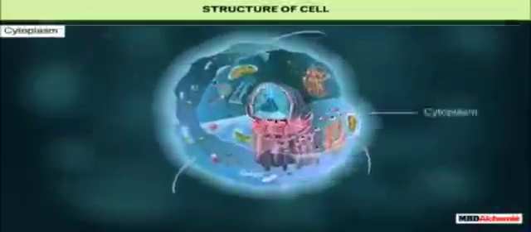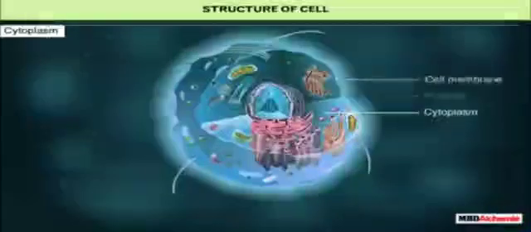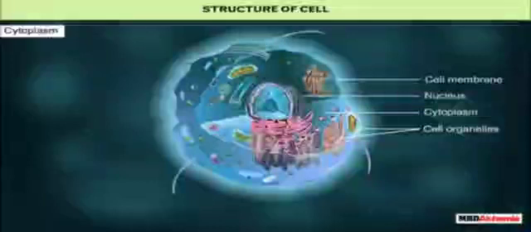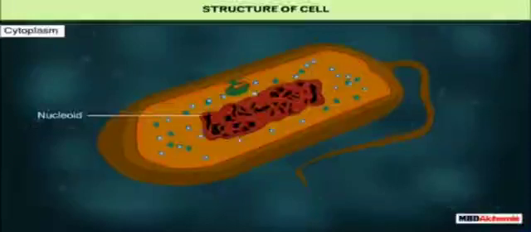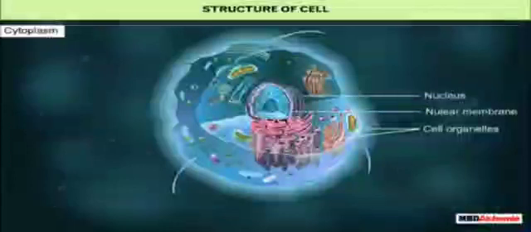Cytoplasm. Cytoplasm is a thick jelly-like substance present between the cell membrane and the nucleus. It contains different cell organelles. In prokaryotes, just like the nuclear membrane, membrane-bound cell organelles are also absent, while in eukaryotes, membrane-bound cell organelles are present.